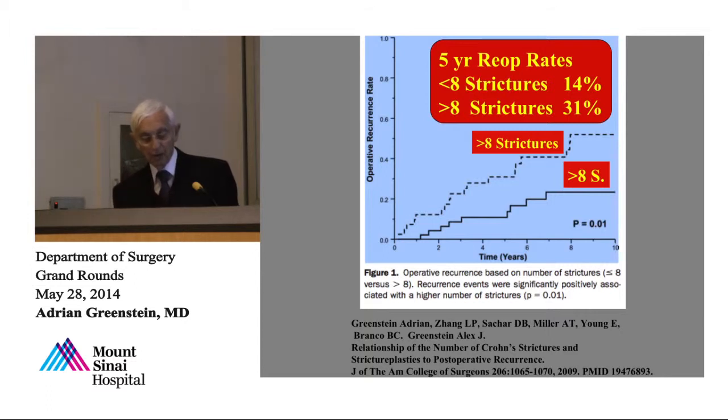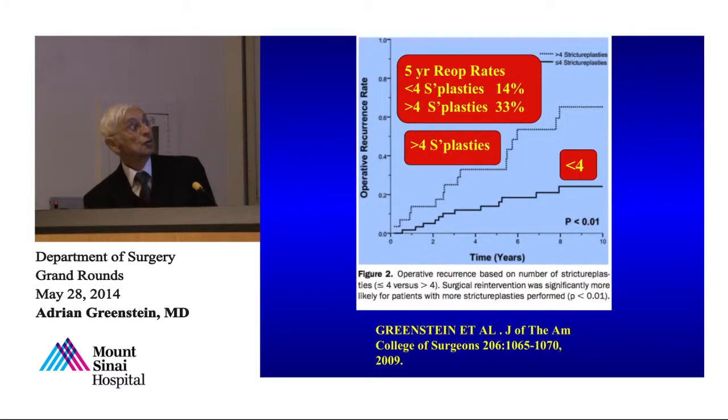So this shows the rates of recurrence that we looked at in a paper where we examined patients with more or less than 8 strictures and more or less than 4 strictureplasties. And you can see that patients with more than 8 strictures have a more rapid recurrence of the disease, and patients with more than 4 strictureplasties have a more rapid recurrence of disease.